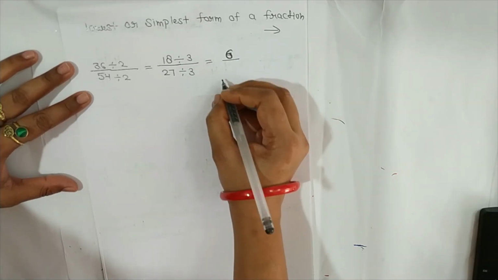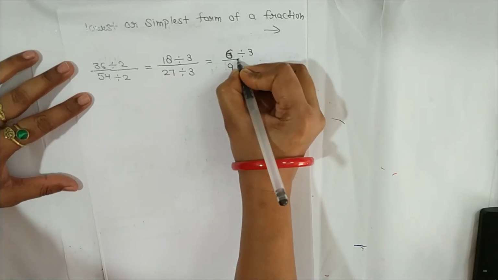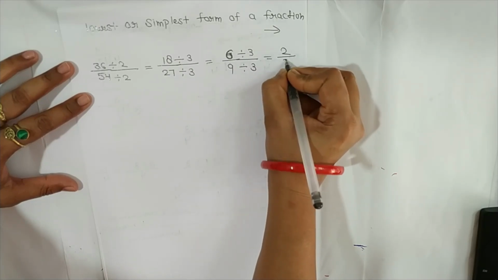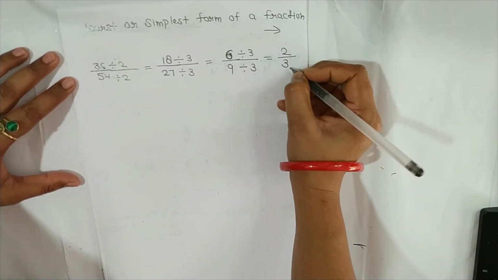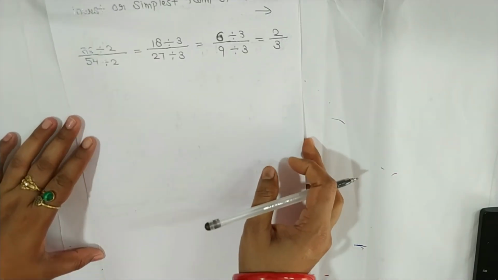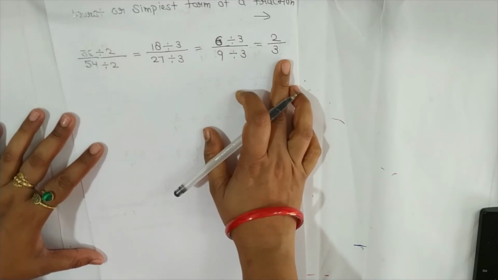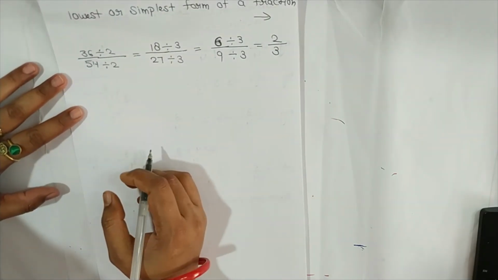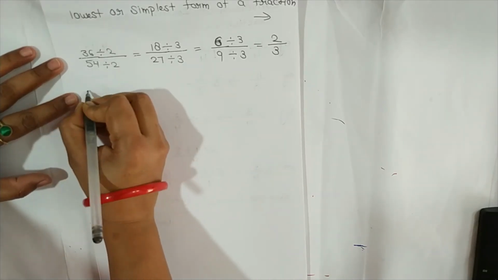3 6s are 18, then 3 9s are 27. Okay. Again both numbers are divisible by 3. So the answer is 2 by 3. Now it cannot be divided by any number. Okay. So this is the lowest form of a fraction. Clear? Now there is another method to convert into the simplest or lowest form.